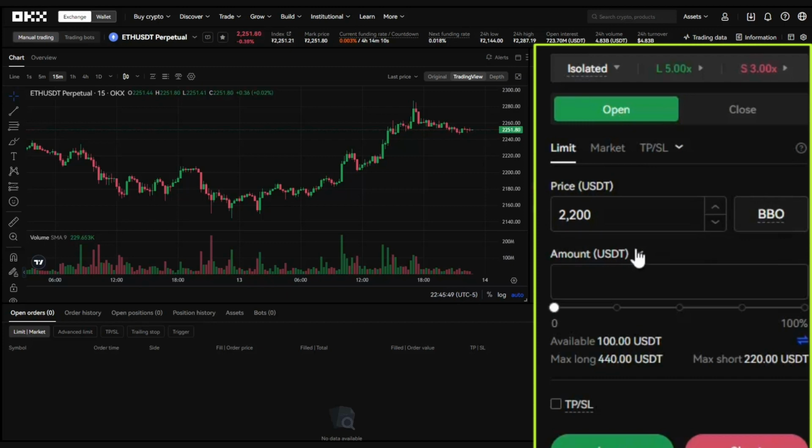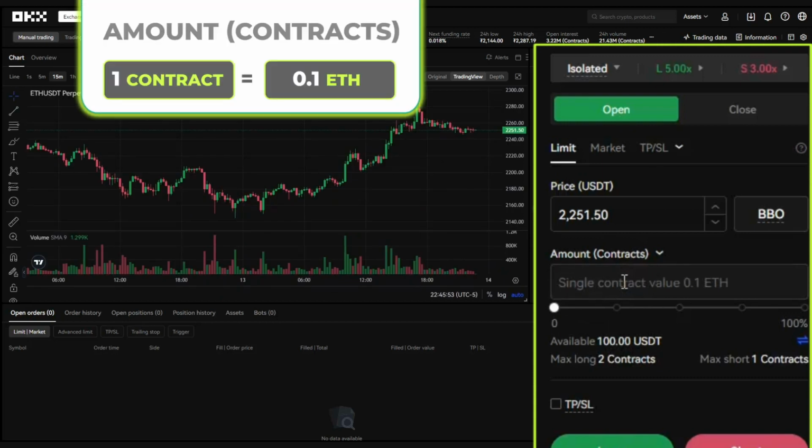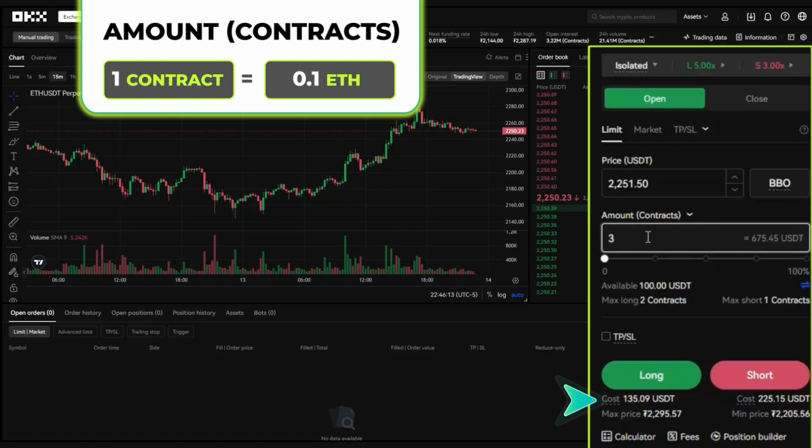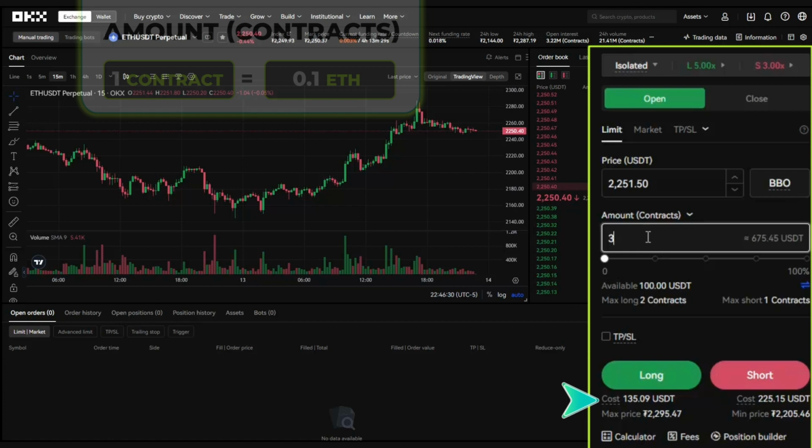You have 3 ways to choose the amount. The first is by contracts. One contract is equivalent to 0.1 Ethereum. Here you enter the number of contracts you want. For example, 3 Ethereum contracts. And next to it appears the equivalent value in dollars. Here, you can see the amount of dollars needed to enter into the trade with these 3 contracts.